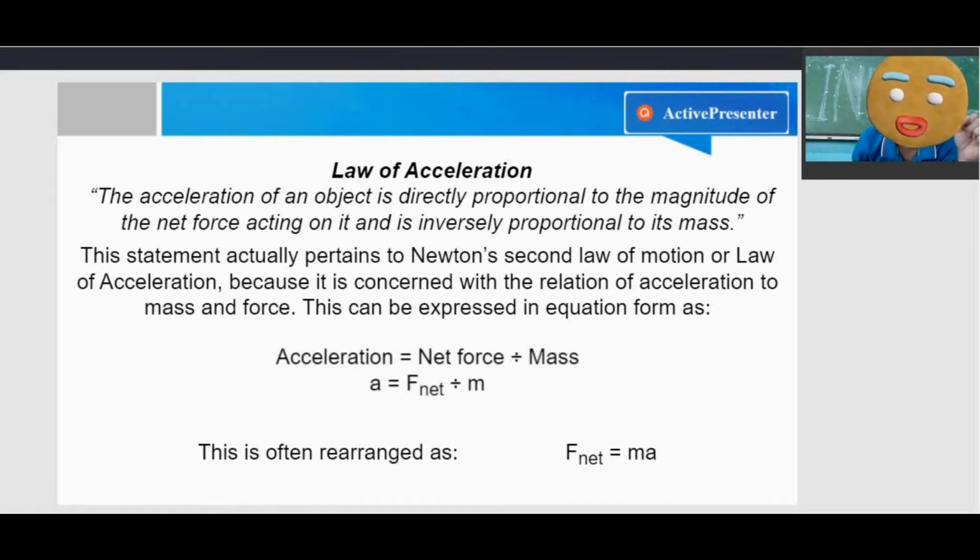Sasakit yun. The law of acceleration can be expressed in an equation. Okay, the equation is acceleration is equal to net force divided by mass. Okay? Or A, which is acceleration, is equal to F net, which is the net force, divided by M, which is the mass. It can also be rearranged into F net is equal to M times A, wherein again M is mass and the A is the acceleration. Okay.